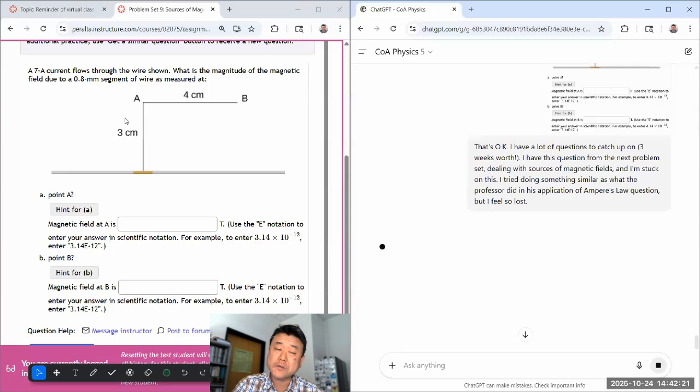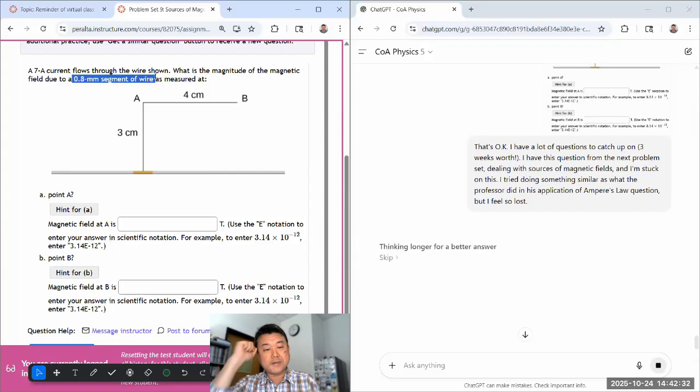The question itself is written in a way where you can't use Ampere's law, because it's having you deal with a tiny segment of the wire. So actually using Biot-Savart's law, it's almost trivially easy, because you don't actually have to do the integral. You just deal with the portion.